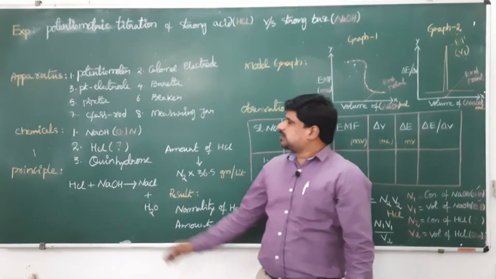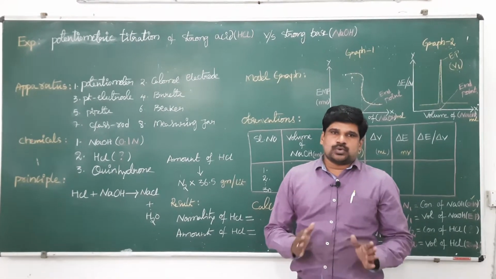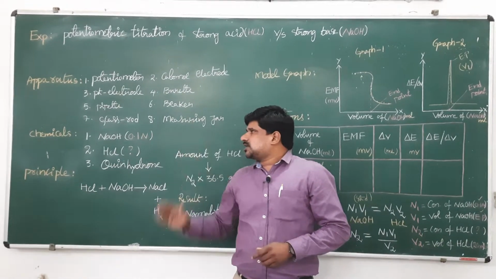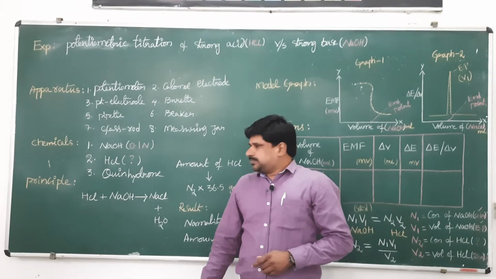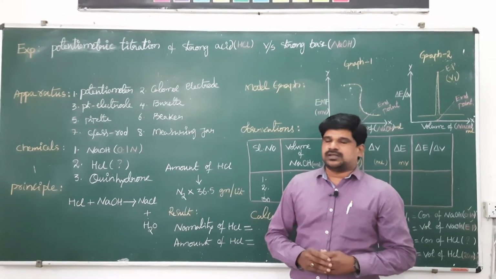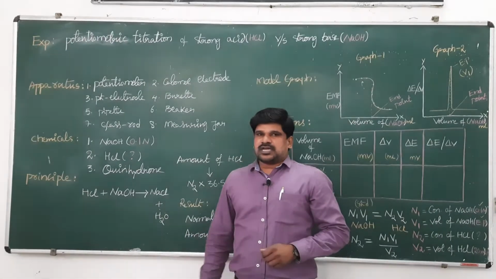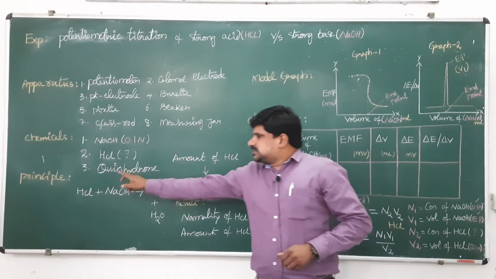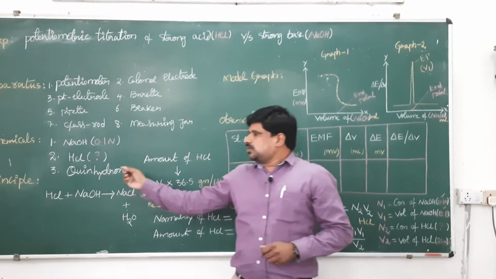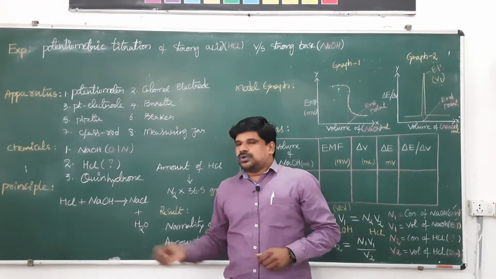Here we require sodium hydroxide. The sodium hydroxide concentration must be known, that means standard sodium hydroxide. Here we are taking sodium hydroxide of 0.1 normality, and HCl of unknown concentration. We have to find out the concentration of that HCl. The third is the quinhydrone electrode, a powder type of material. One pinch, that means a small quantity of quinhydrone, is required.